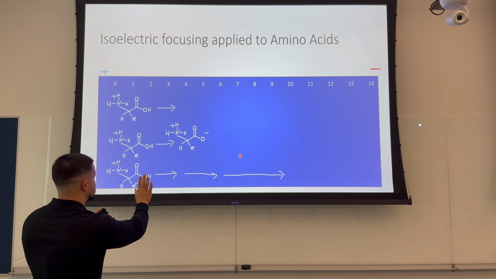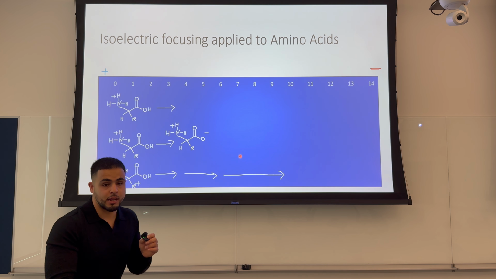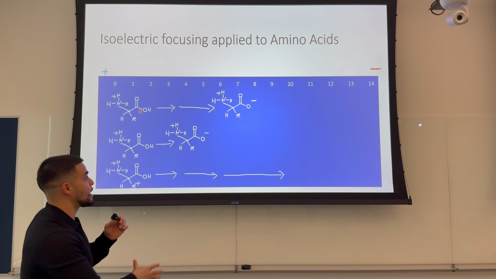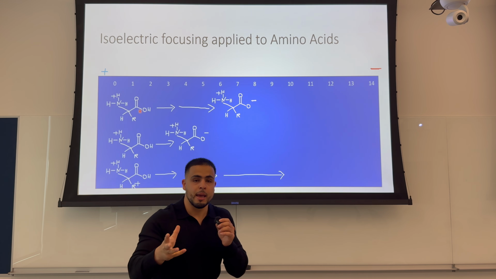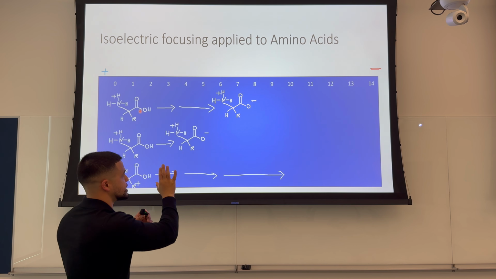At that point, when it stops migrating, you know that you've hit your PI for that amino acid. Now notice what happens with the neutral, the one that originated as a neutral amino acid over here. You can see that it continues to migrate until it hits around 6, right? Because the PI of a neutral amino acid is around 6. So that's where it's going to stop, at its PI.